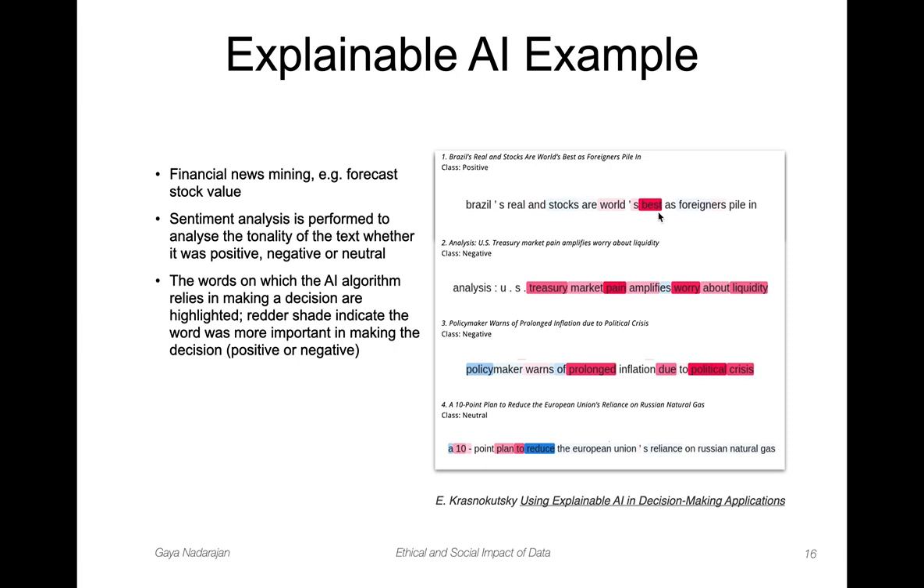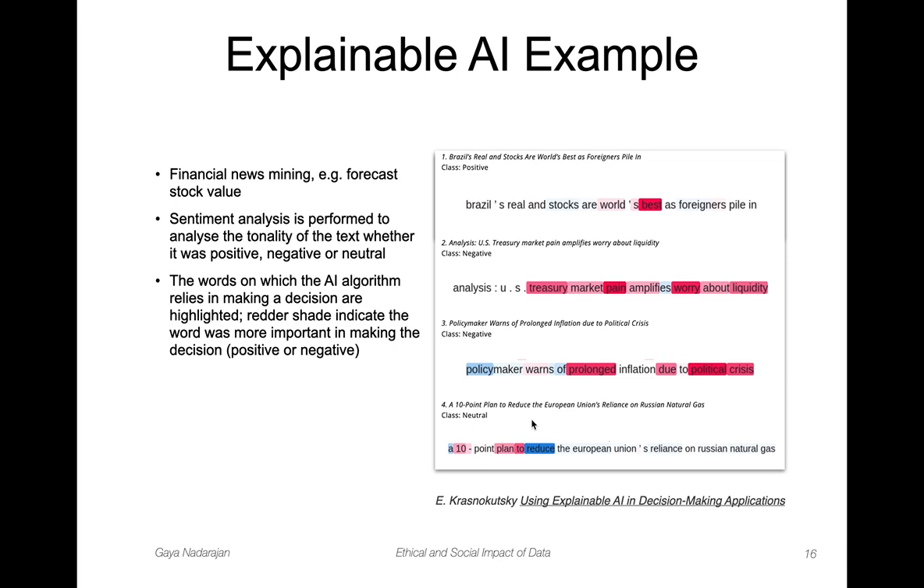And you say, okay, yeah, I can see that "best" is a good one. And then this one says now negative: "U.S. Treasury market pain amplifies worry about liquidity." So yeah, the word pain and the word worry, liquidity, these are all negative words. So these words have really contributed towards saying that this is a negative sentiment.